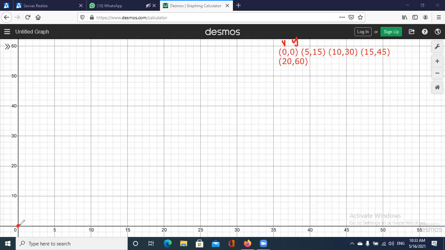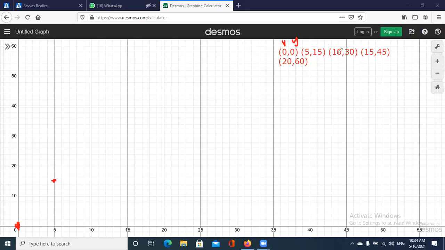So the first point will be here. This represents 0 with 0, okay? Now, the second point, x equals 5 and y equals 15. How to do that? Now look, this is x equals 5, right? I will go up to y equals 15. So it will be something like here, between the 10 and 20, right, guys? So I will put it here. This is my second point here.